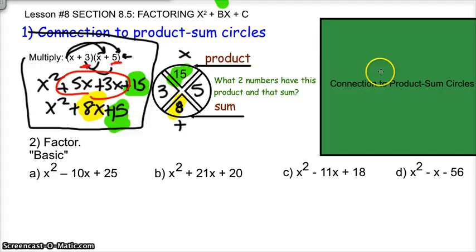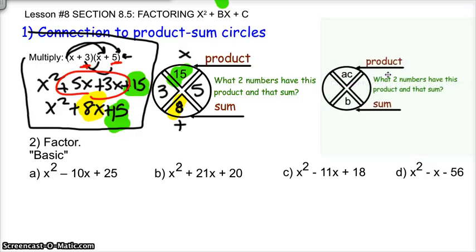So here's what you need to write down in your notes. Connection to the product sum circles. The number in the top of the product sum circle is always going to be the value of A times C. So this here is your A value. This here is your C value. Think about the letters A, B, C. So the value up top is always going to be A times C.